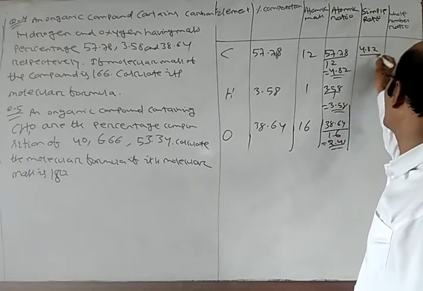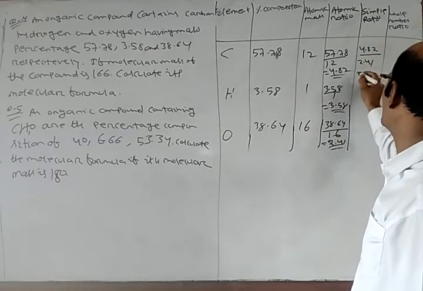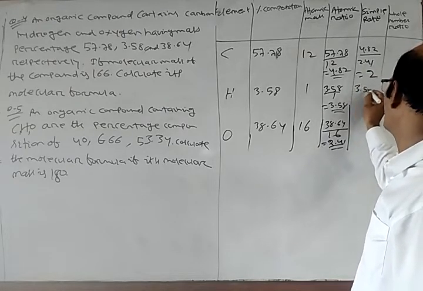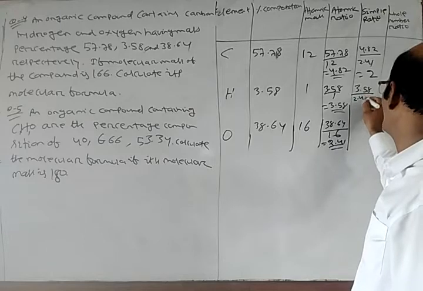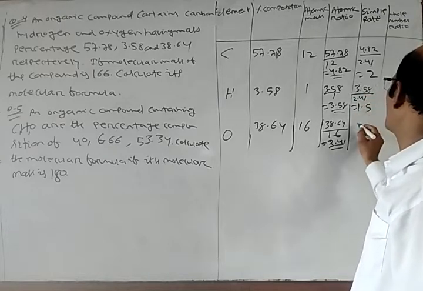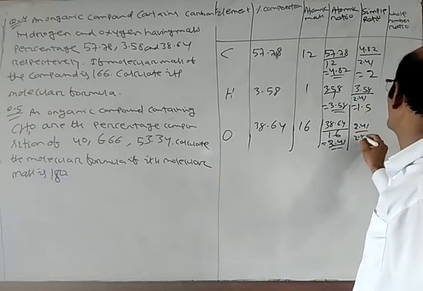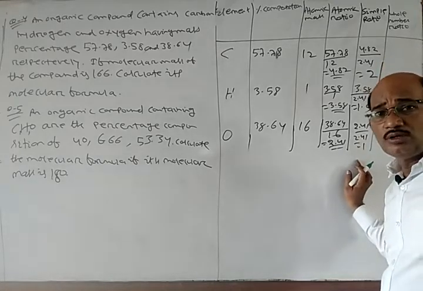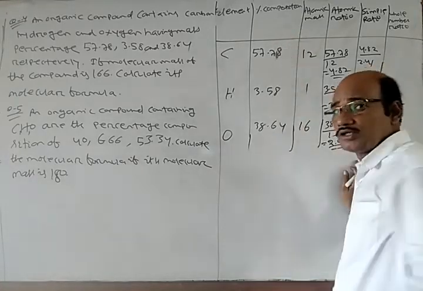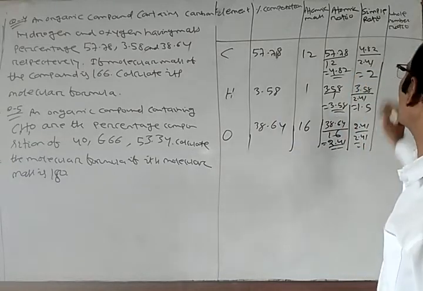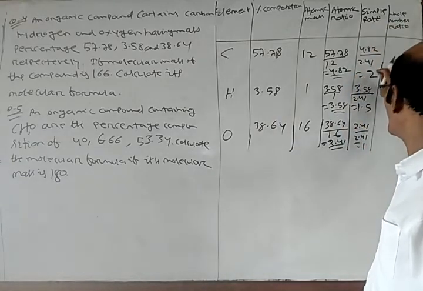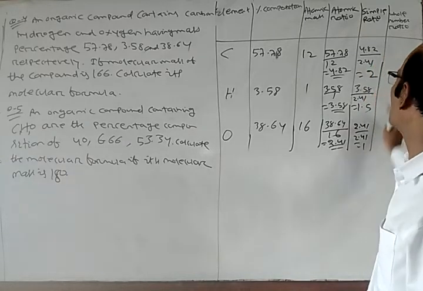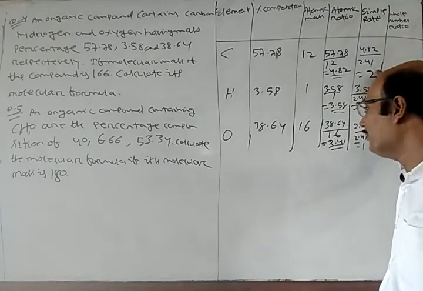So 4.82 divided by 2.41 equals 2. Now 3.58 divided by 2.41 equals 1.5. Now 2.41 by 2.41 equals 1. So you divide the smallest value into all the others. Now you get the simple ratio 2, 1.5 and 1. That means carbon can be 2, hydrogen can be 1.5 and oxygen can be 1.